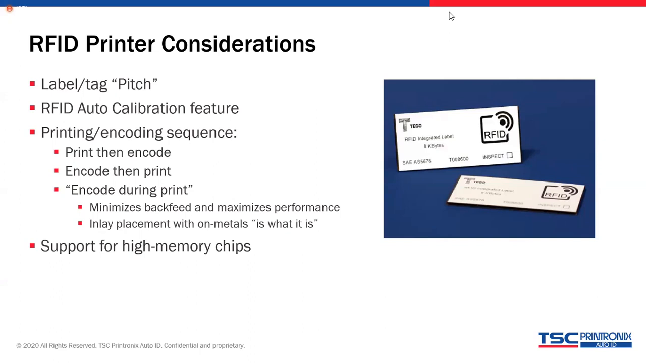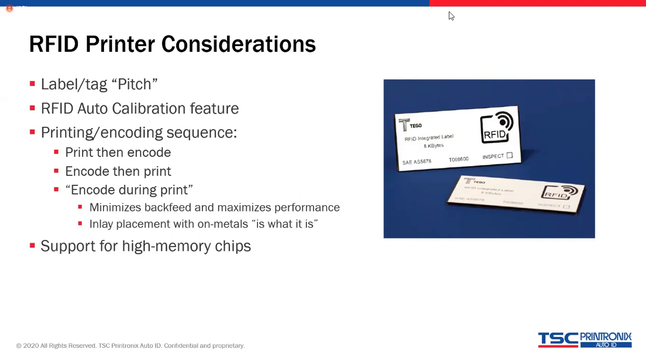This next bullet point is a little complicated, so if you end up with questions on this, please let us know. When the RFID labels or tags are running through a printer, the printer needs to have some sequence for printing and encoding the tags. For example, the printer could first print the tag and then encode the RFID portion, or vice versa, which has generally been the standard. The printer might first encode the RFID portion and then print it. Both of these have some advantages and disadvantages.